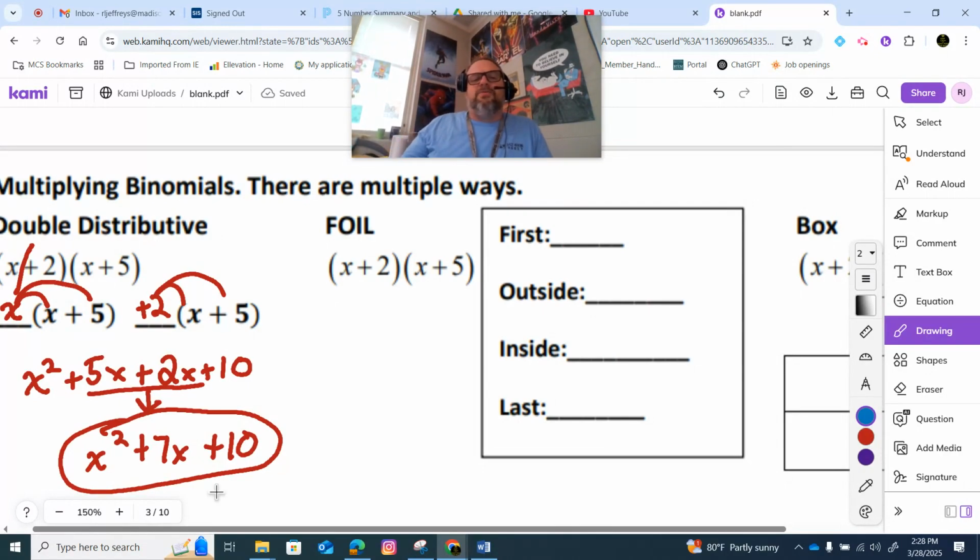Yeah. All right. So FOIL stands for first. Our first terms right here. So this is our x times x, which is x squared.